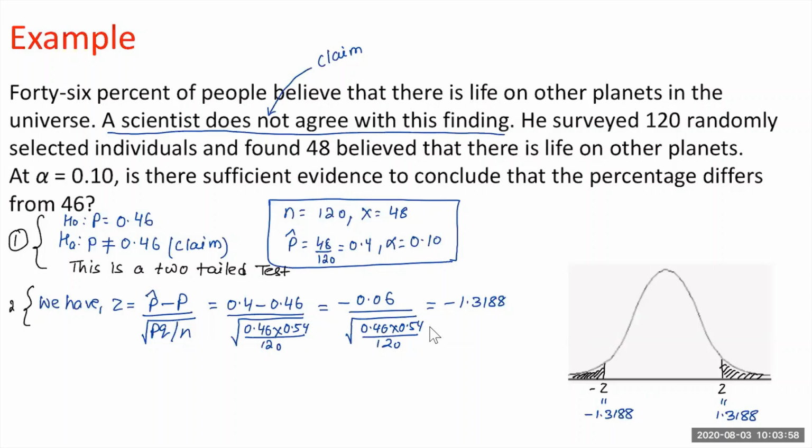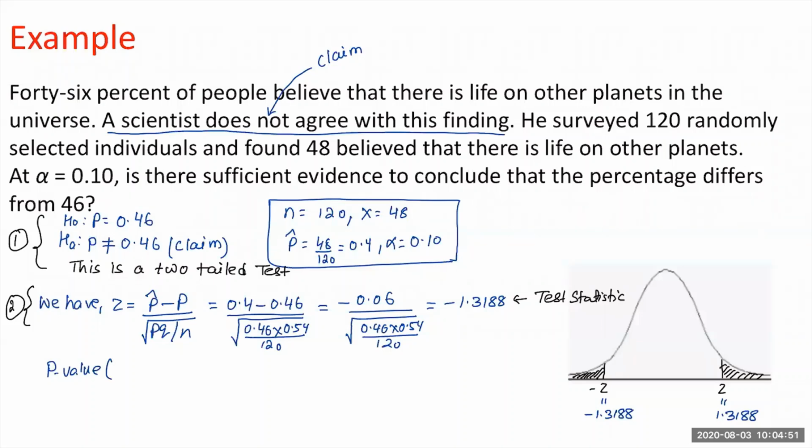Because in number 2, we are supposed to find the test statistic. Okay, that is step 2. We calculate the Z value. P value, that is the third step.